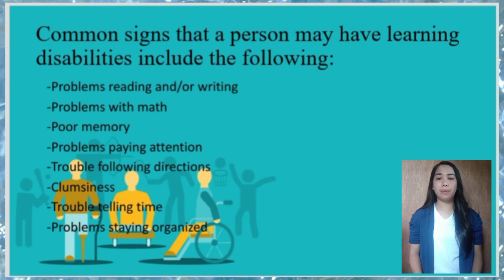Signs of a person who has a learning disability. First, they have problems with reading and writing. They also have problems with mathematics and have a poor memory. They also have problems paying attention and trouble following directions. They also have clumsiness and trouble telling time. They also have difficulties staying organized.